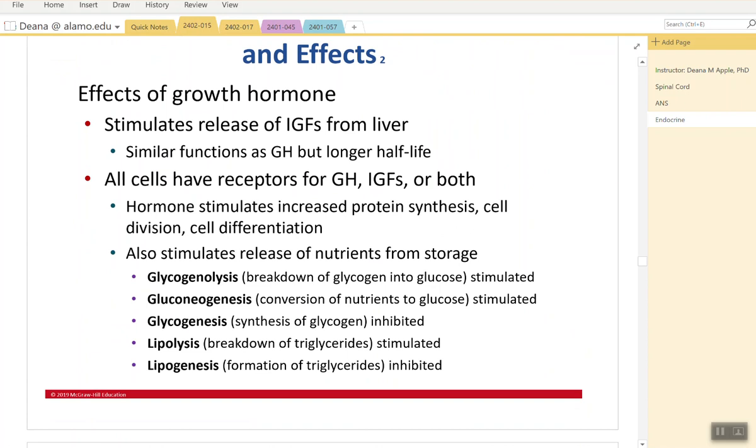Lipolysis, breaking down your adipose tissue, breaking down those triglycerides into free fatty acids so that you can undergo beta oxidation and utilize that energy. IGF and growth hormone will do that. But lipogenesis, making triglycerides and packaging them into adipose tissue, is inhibited because we don't want to store the energy. Again, we want to take it out and use it. If you're in a growth phase, you need energy. So all of this is about trying to get energy out.